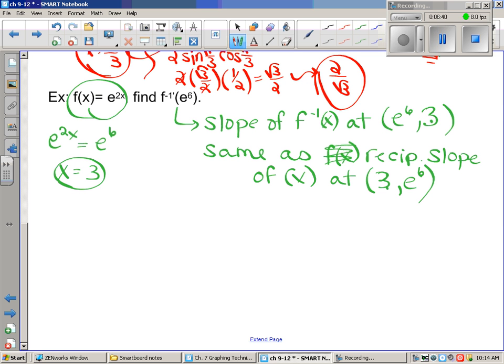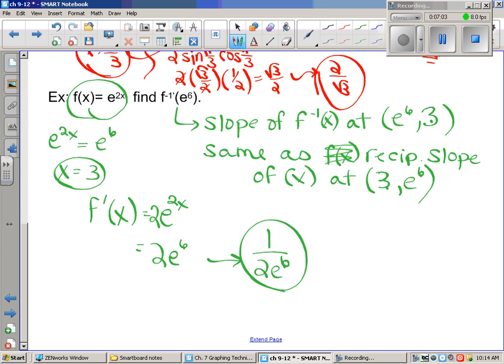All right, so now what I'm going to do is find f prime of x, which of course is e to the 2x times 2, and I'm going to plug in 3 at that spot, so that becomes 2 e to the 6th. Again, though, I want it of the inverse, and so all that I've got to do is flip that puppy right around, and so that is the slope that I'm looking for.